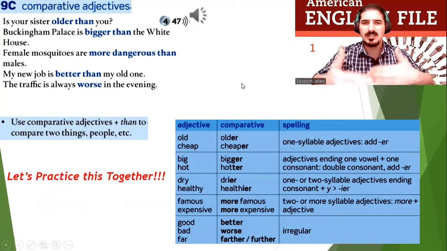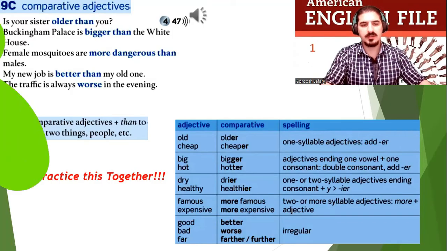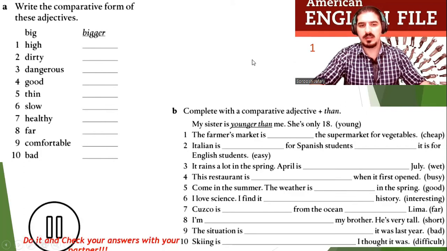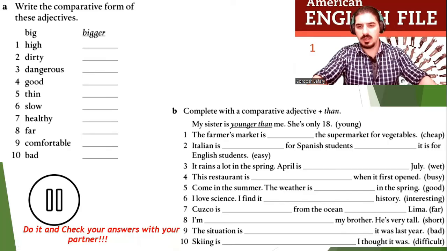Okay, let's practice this together. Comparative adjectives, all right? Now write the comparative form of these adjectives. For example, big, bigger. And part B, complete with the comparative adjective plus than. For example, my sister is, she's only 18, young. My sister is younger than me, all right? Stop the video and do it. Good, check your answers with your partner.